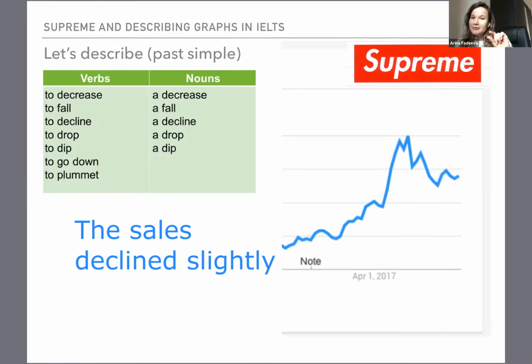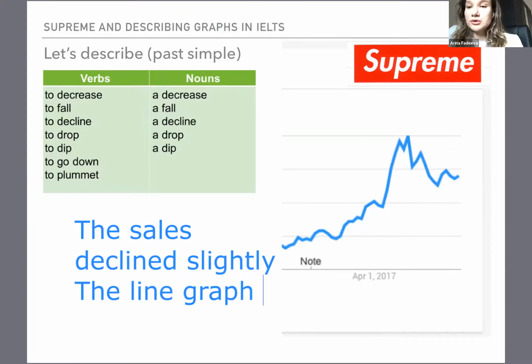But be careful with the word shows. We don't actually need this because we've mentioned it in the beginning. For example, the line graph shows. That's the only word which we can use in the present because the line graph shows right now. All other description, like the following description, is going to be in the past because it's the past year.